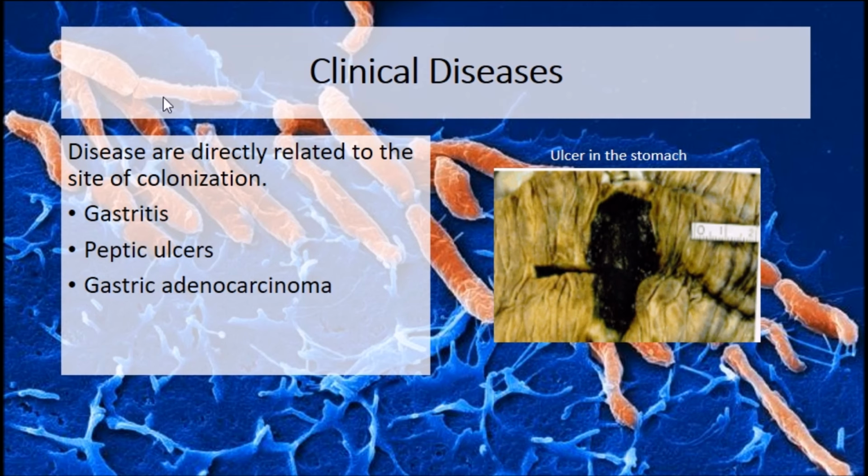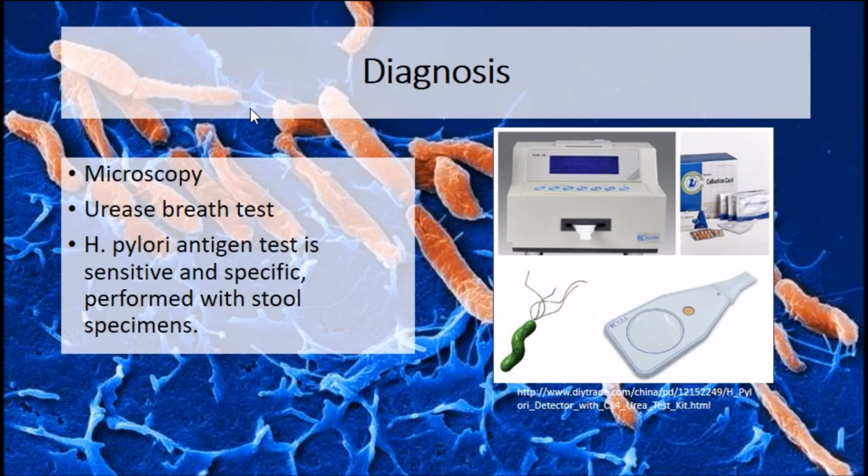Moving on, it's going to be the diagnoses. Microscopy is also used in diagnosing this bacteria. Then a urease breath test. This is very cool. What you do is you just blow into here and it gives you a positive or negative. The reason it gives you a positive is because the bacteria, in this case that we're talking about, produce so much urease that you can actually find it when you breathe it out. I thought that was very interesting, thought I'd share. Also, the H. pylori antigen test is sensitive and specific and is performed with stool specimens.